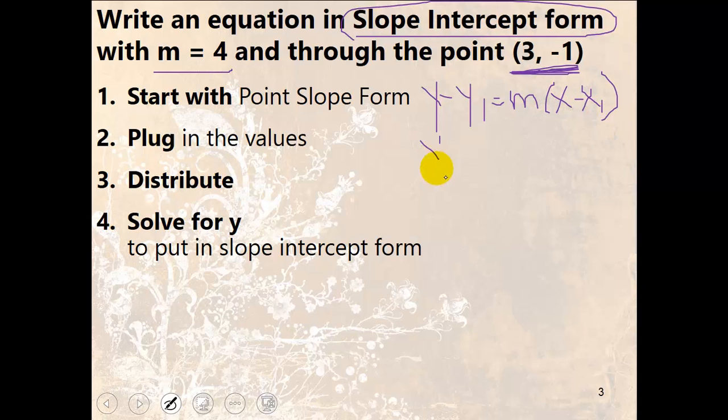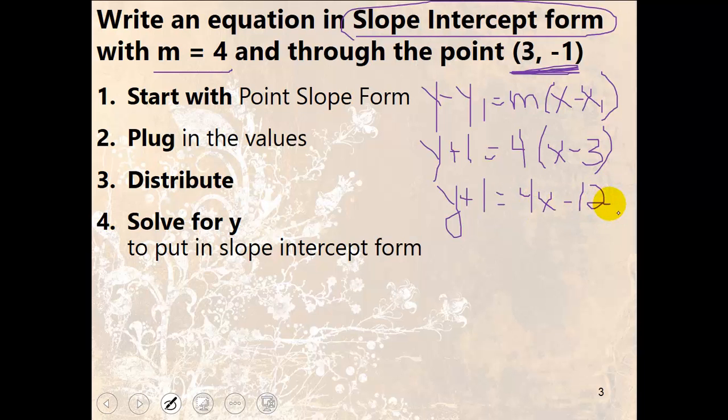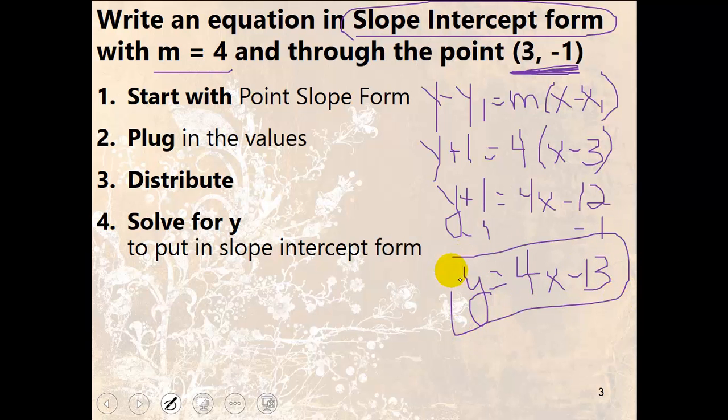Plug in. y minus a negative 1 is plus 1. m is 4. x minus 3. We're going to distribute. y plus 1 is equal to 4x minus 12. We're going to subtract 1 from both sides, isolating y, and we get 4x minus 13. And that's the equation of the line with slope 4 and going through the point (3, negative 1). Okay?